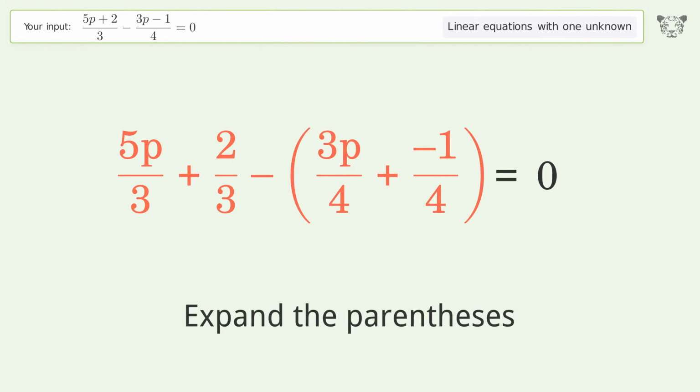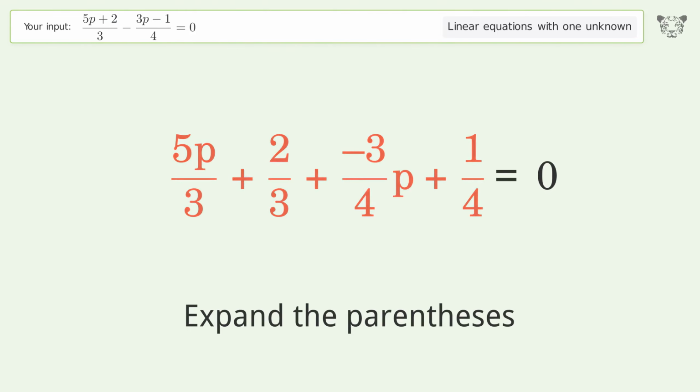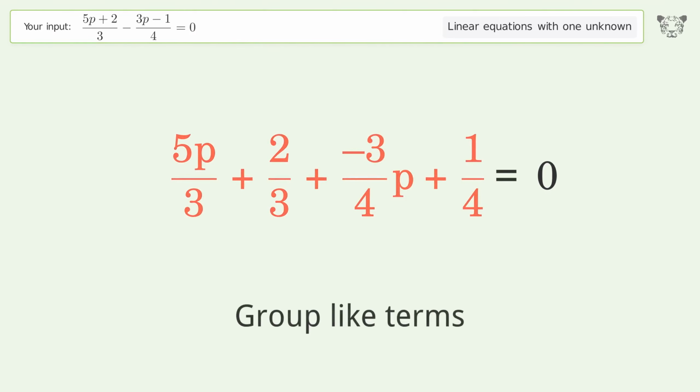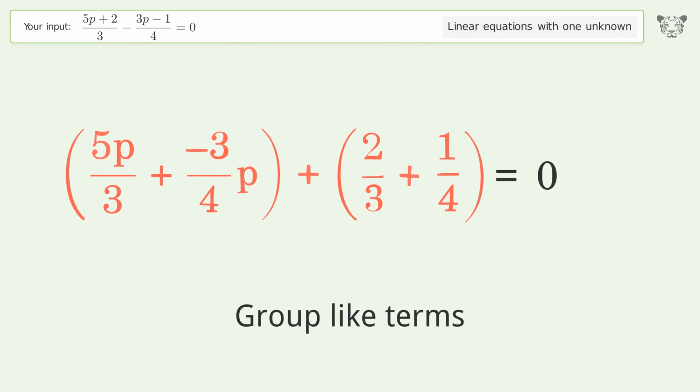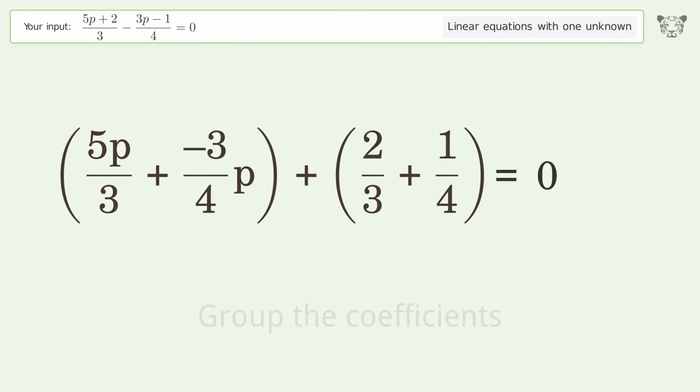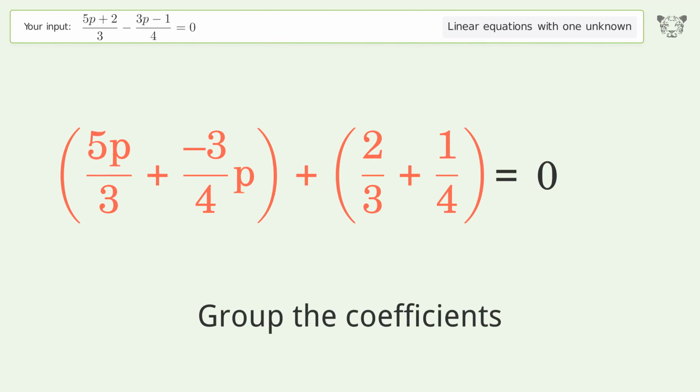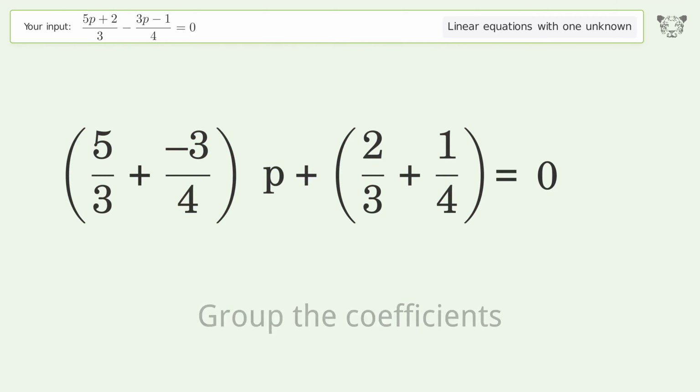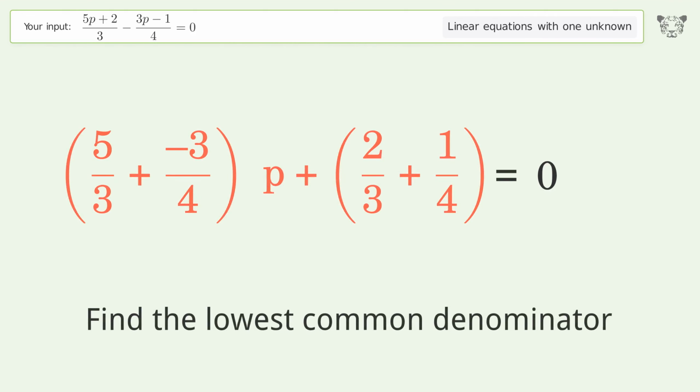Expand the parentheses. Group like terms. Group the coefficients. Find the lowest common denominator.